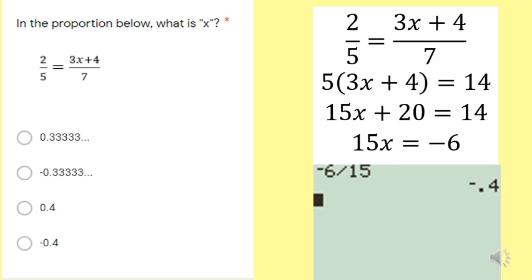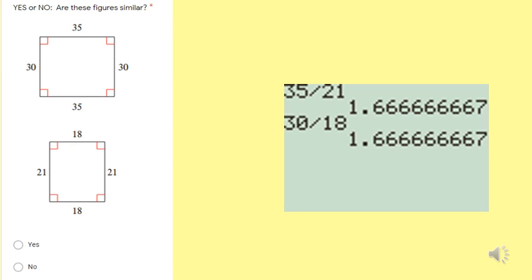The two questions that were probably the most missed on here were the ones that were just yes/no questions, where it asked you, are these figures similar? And of course, you got a 50-50 chance of guessing them right, but there were a lot of people that guessed both of them wrong. So I want to show you what you have to do to work these out. What you want to do is to see if the corresponding sides are proportional. And that means if you made a fraction out of them, if you divided them, are they the same thing?